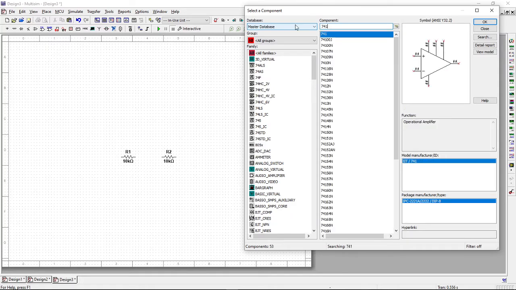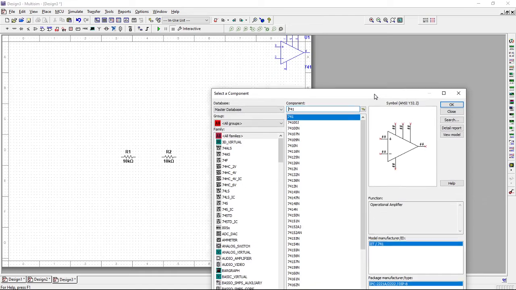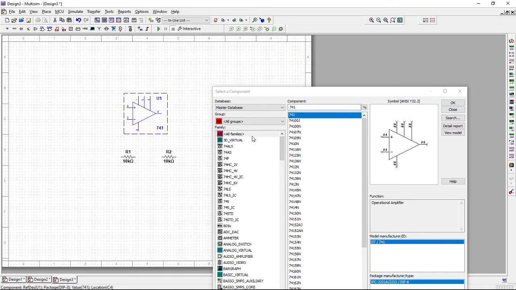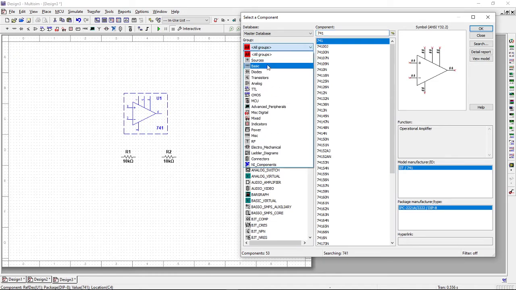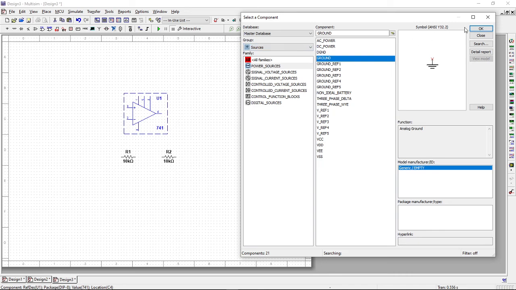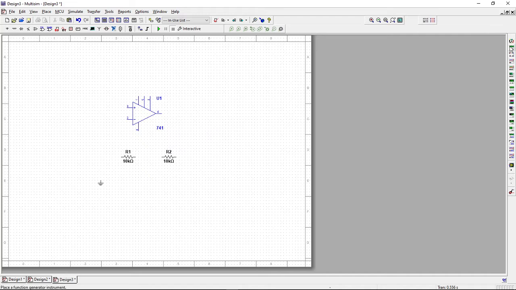I am keeping all groups and all families, and I am searching for the op amp 741. In Multisim software, for the op amp we search for 741. Here it is, my op amp. The next one I need is ground, so sources, ground, click on OK. Ground is added. For input I am choosing a function generator. To see the output screen I am choosing an oscilloscope, which contains two channels.